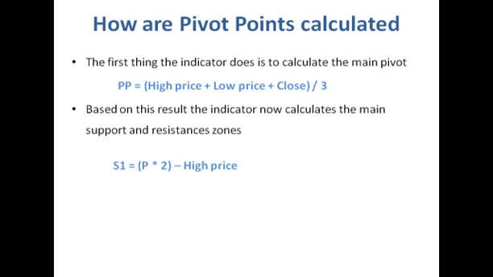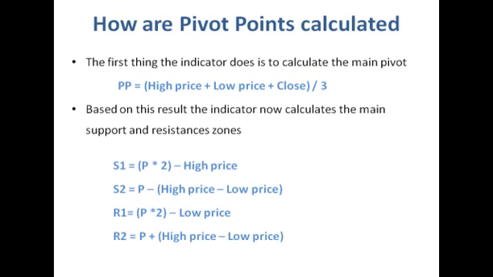The S1 is calculated by multiplying the pivot point by 2 minus the high price. The S2 is calculated by subtracting the low price from the high price and then subtracting that from the pivot point. The R1 equals the pivot point times 2 minus the low price, and the R2, or resistance 2 level, is calculated by subtracting the low price from the high price and adding it to the main pivot point.